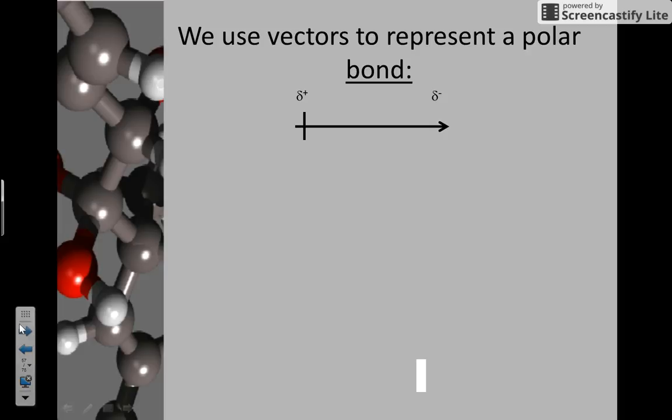So I've talked a little bit about vectors. I've mentioned those on the last 2 slides. So let's just get into that a little bit more in detail. We do use vectors to represent a polar bond. Now vectors have magnitude and direction.